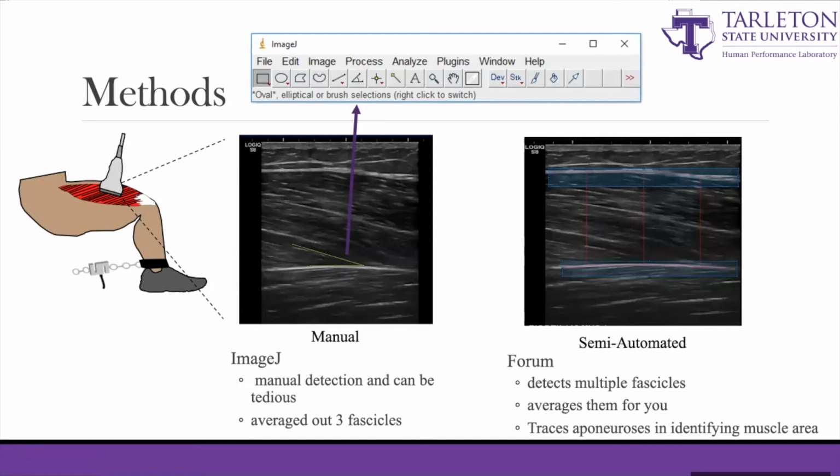And then on the right here, we see our semi-automated method. We use a MATLAB form, which detects multiple fascicles and averages them for you, as well as traces the aponeuroses and identifies the muscle area to better understand the thickness of the muscle and where the fascicles we're looking at are. So with 6 clicks, whoever is doing this will identify the superficial and deep aponeuroses to give this a tracing.